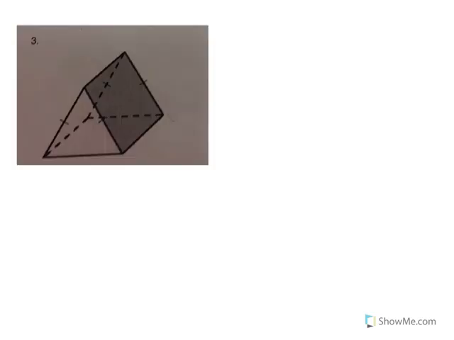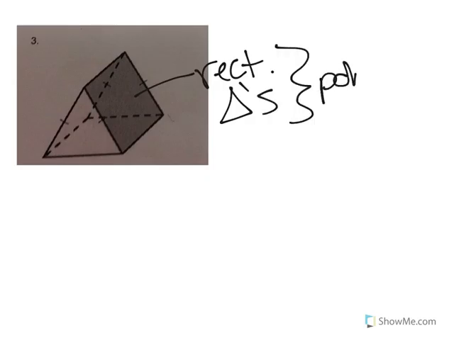Number 3, it's the same directions, tell whether or not it's a polyhedron. Well, as you can see, it's made up of rectangles and triangles, and we know that those are polygons, okay, and we don't have any curves, so yes, it is a polyhedron.